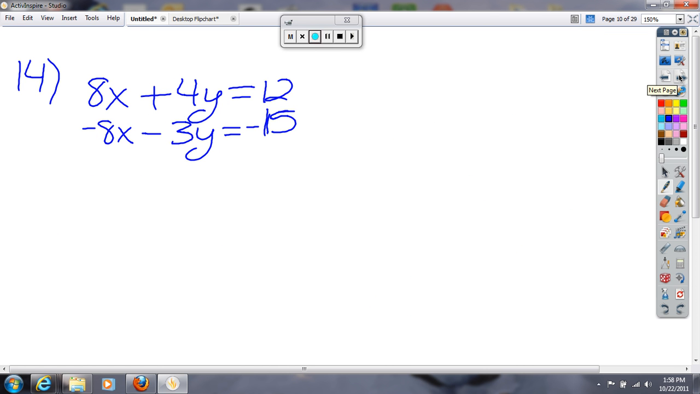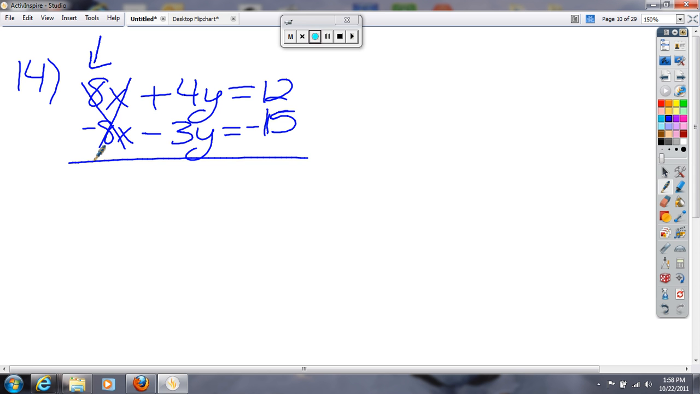Again, it's elimination. And again, do we have two numbers that are the same with different signs? Yes. It's right here. I have an 8 and a negative 8, and an 8 and a negative 8 cancel out. So all I'm going to do is draw a line, change my sign. Let's draw a line and add.